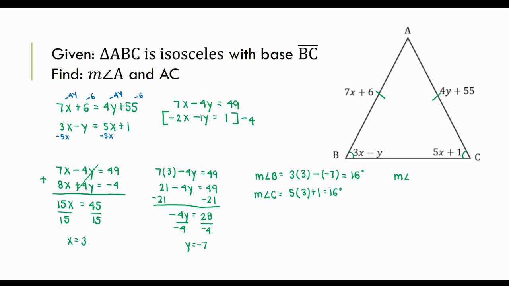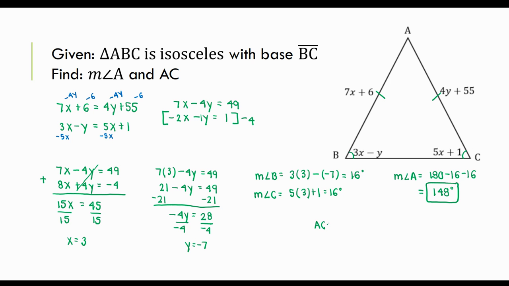So to find my answer for the measure of angle A, I'm going to take 180 minus 16 minus 16. So 180 minus 16 minus 16 tells me that the answer to the angle that I'm looking for is a 148-degree angle. So there's one of my answers.